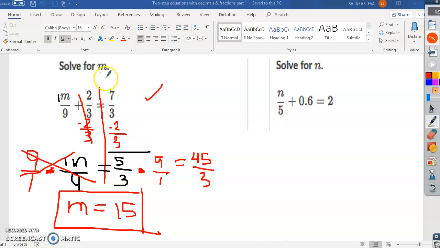You don't have to check your answer all the time, but if you are unsure of your answer for that variable, you can always go ahead and do your checkpoint.